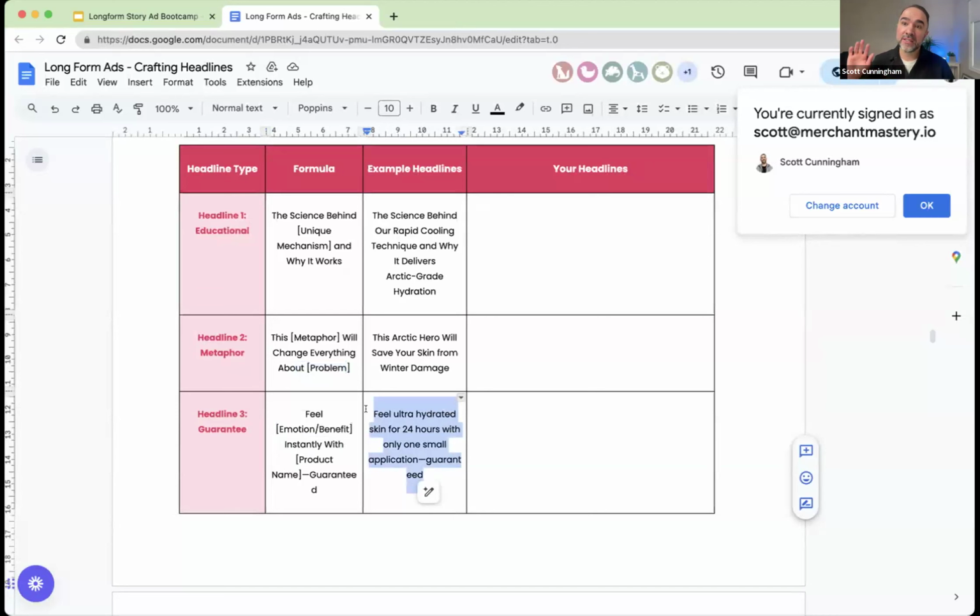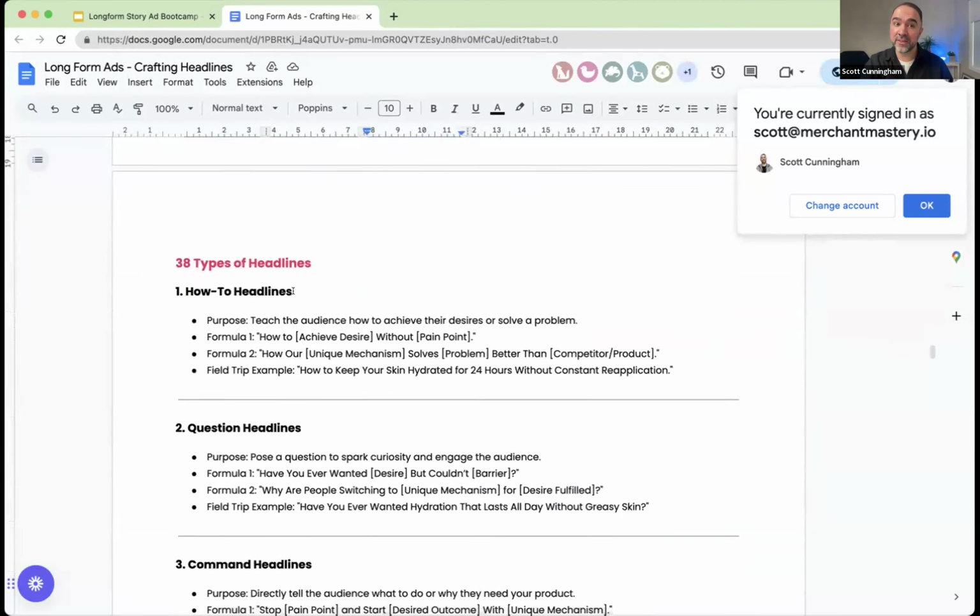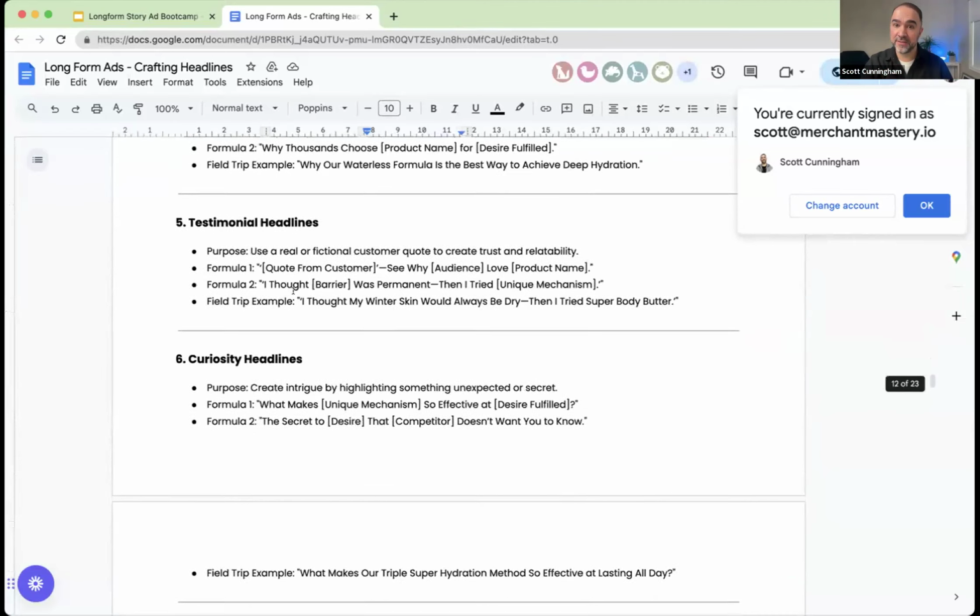We did the stage of customer awareness, we did the market sophistication, we did the unique mechanism, and now we're doing the three from the matrix. And I think if everybody here could go through all of those exercises, you're going to have a good variety of headlines that you're going to produce. Okay. And then for the rest of the worksheet, we've got the 38 types of headlines.